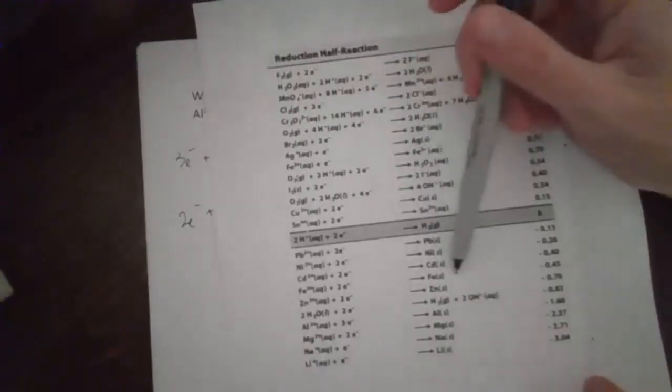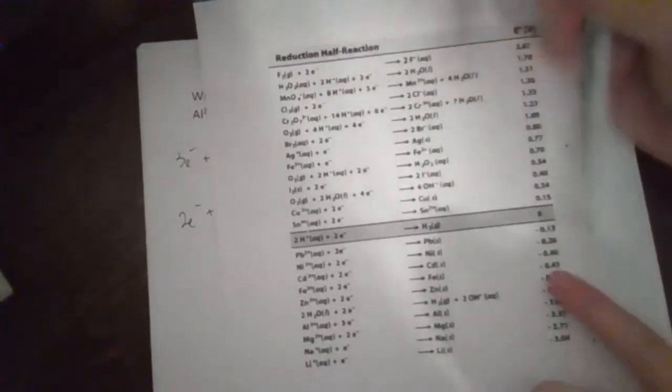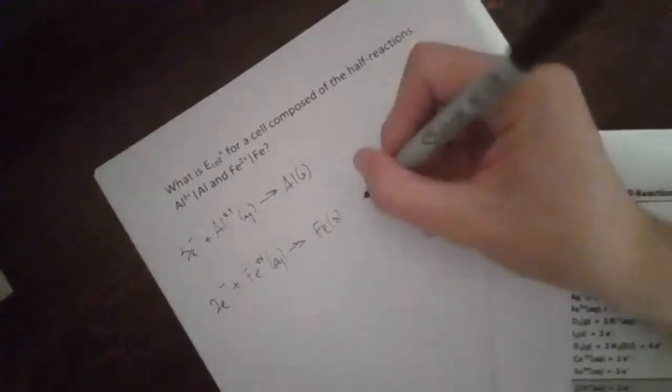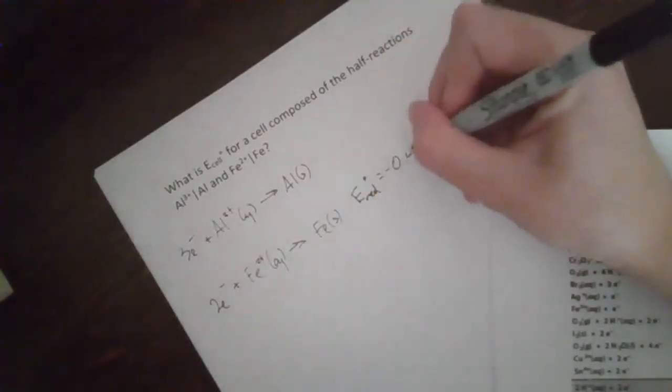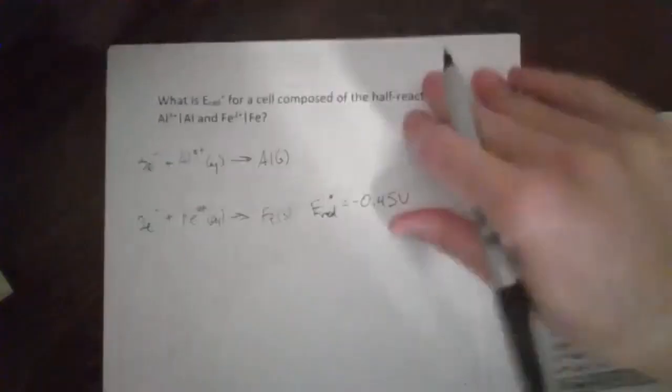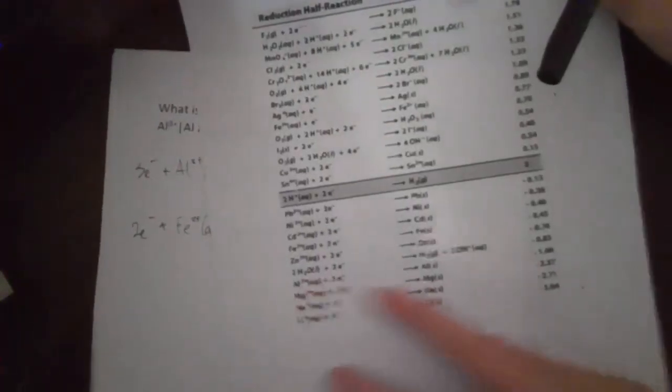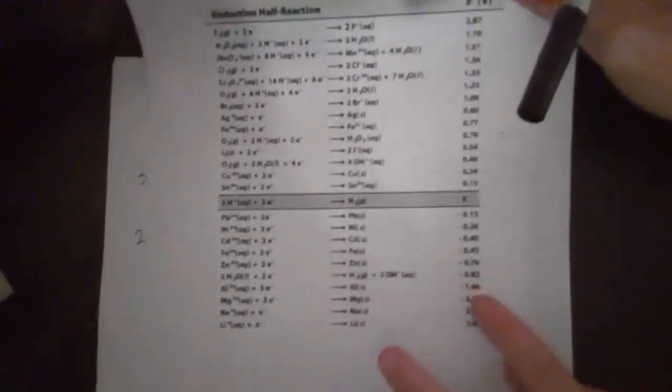So we want to be careful. This is Fe3+ becoming Fe2+. We don't want that. We want Fe2+ becoming Fe solid. It's hard to read across, so negative 0.45. So E red naught is equal to negative 0.45 volts. Aluminum, down here, aluminum 3+ to aluminum, negative 1.66 volts.